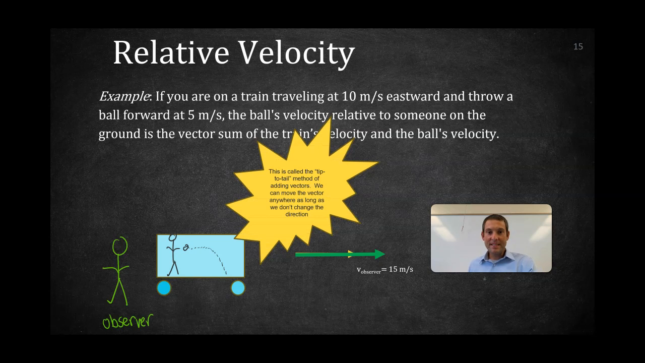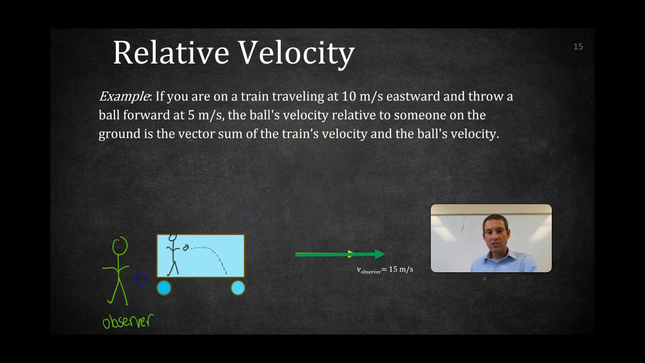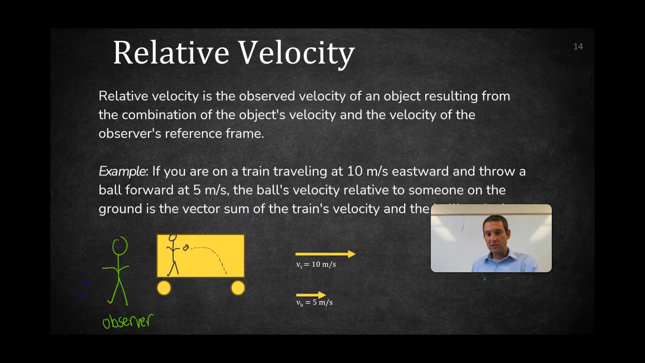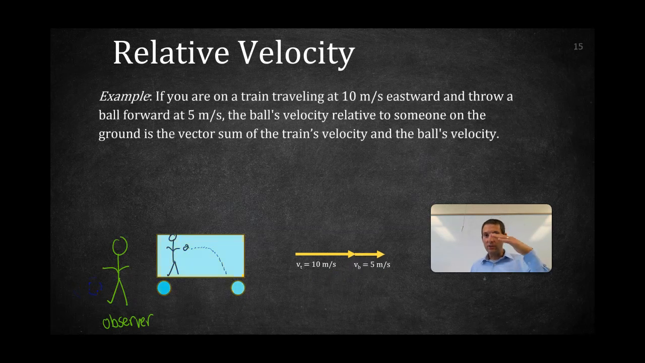This is called the tip-to-tail method of adding vectors. We can move the vector anywhere as long as we don't change the direction. So when I did this, notice how the vector does not change the angle that it's pointed at. That means the direction is not changing.